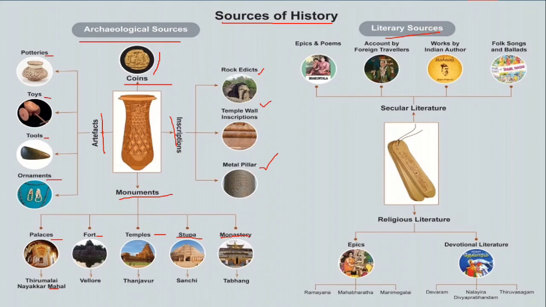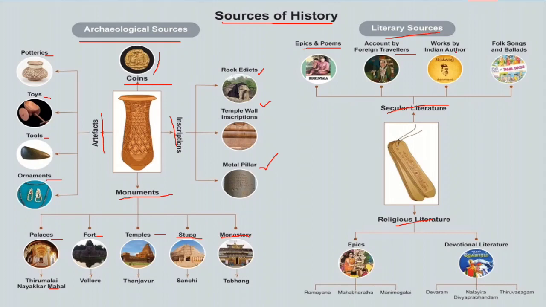We have literary sources, in that we have secular literature and religious literature. Again in secular literature we have epics and poems, that is literature about poems, about Tamil. Then accounts by foreign travelers. Foreign travelers means the people who came from foreign countries to India. When they came to India, they used to record all the events about the culture, about the religion, about the schooling, about the studies. They wrote them in their notes, in their diaries.